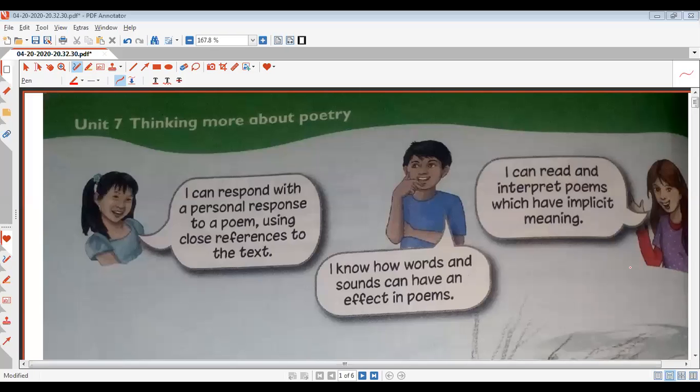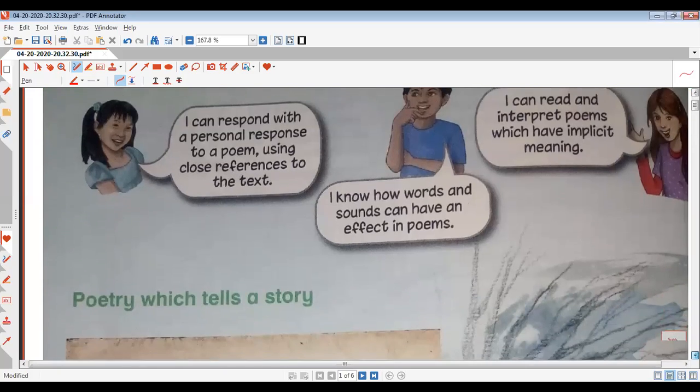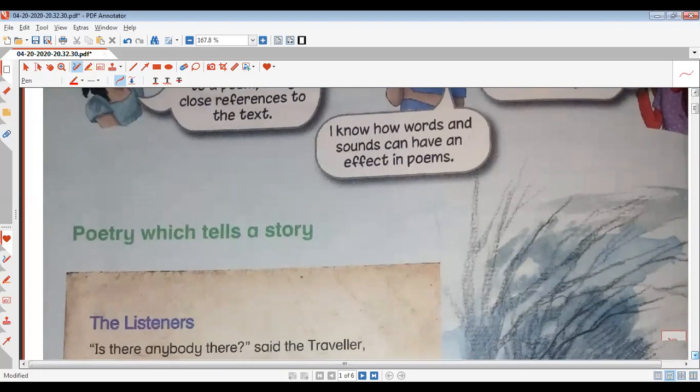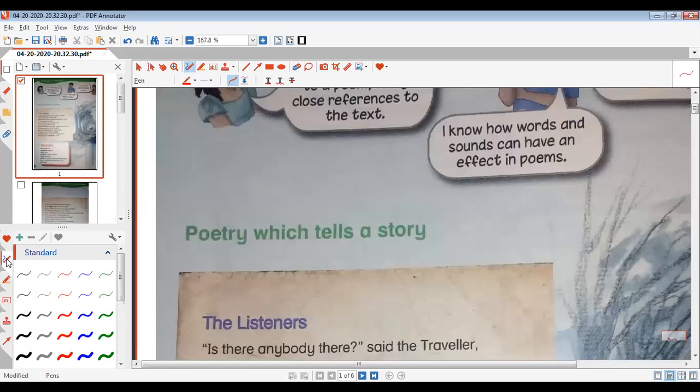Okay, dear Year 6 students, today we're going to work from the Learner's Book, page 104, and the lesson today is about a poem called The Listeners. It's a poem written by the poet Walter de la Mare, and it's one of a new kind of poems which tells a story. So today we're learning a poem that actually tells a story.